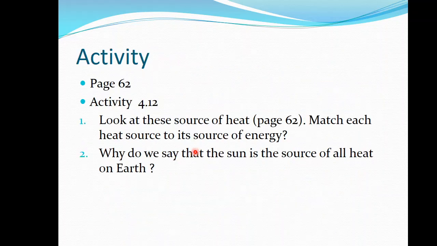So this takes us to today's activity, which is found on page 62, activity 4.12. Number 1 says you look at the sources of heat on page 62, and then you match each heat source to its source of energy. In other words, there are pictures there of sources of heat, and you link or match them to their source of energy. And in number 2, why do we say that the sun is the source of all heat on earth? That's basically the activity for today.